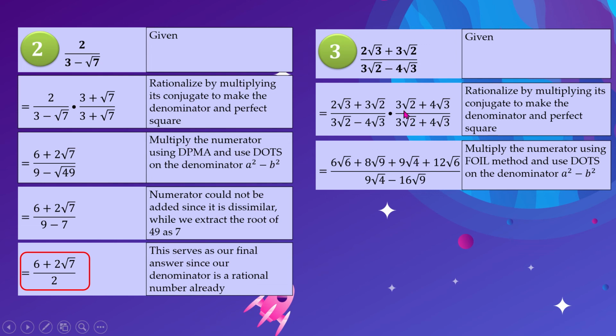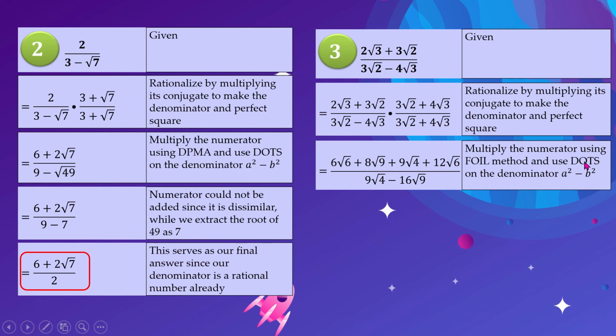Then, FOIL, last is L. Last term, ang puro second term sa kada binomial. 3 square root of 2 times 4 square root of 3. So, 3 times 4, 12. 2 times 3, 6. Okay. Later, ito simplify. How about the denominator?